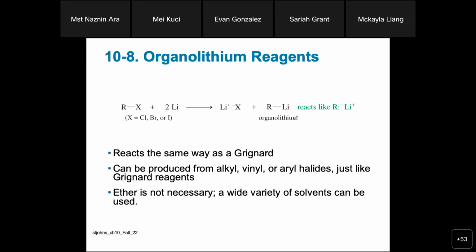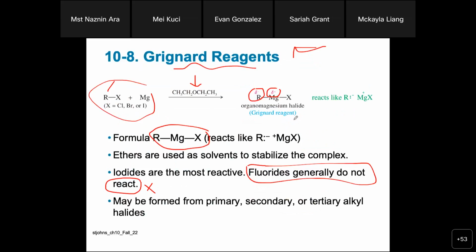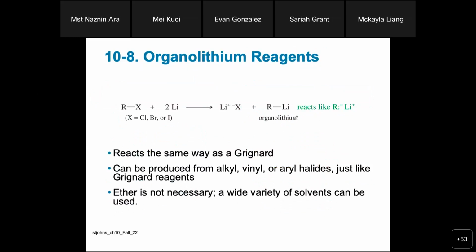Organolithium reagent. This is another one. We saw magnesium, which is also a metal, correct? This is very famous and useful. We will be seeing more, but let's talk about the organolithium. Lithium is also a metal, correct? So the organolithium reagent also reacts the same way as Grignard. It can be produced from alkyl, vinyl, and aryl halides, just like Grignard. You need to remember how organolithium reagents act and which halides react: alkyl, vinyl, and aryl. All work. Ether is not necessary.